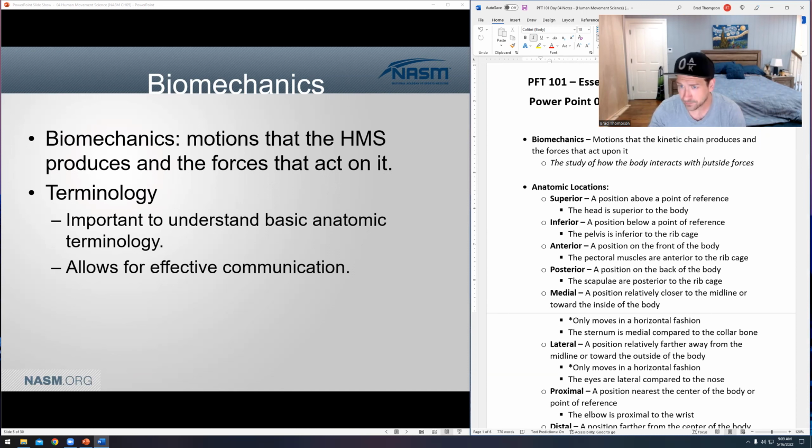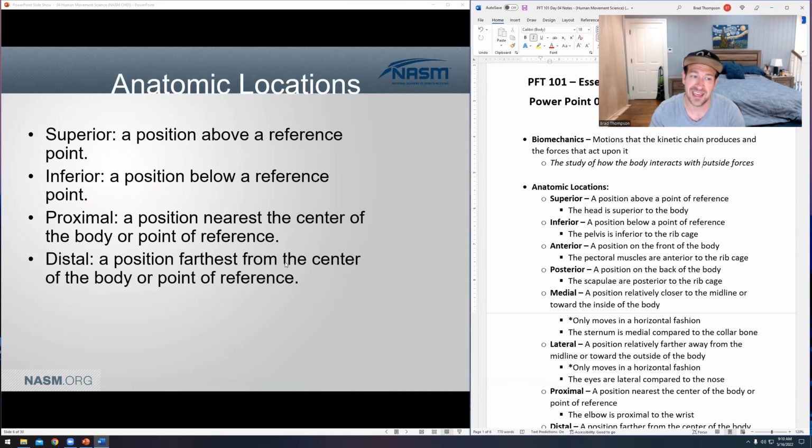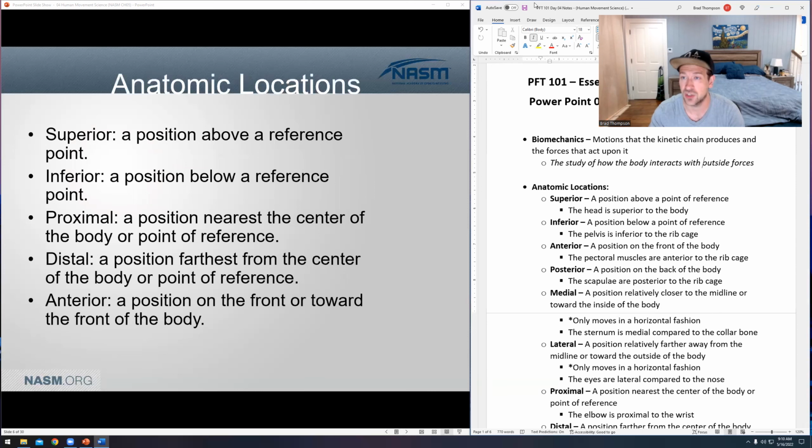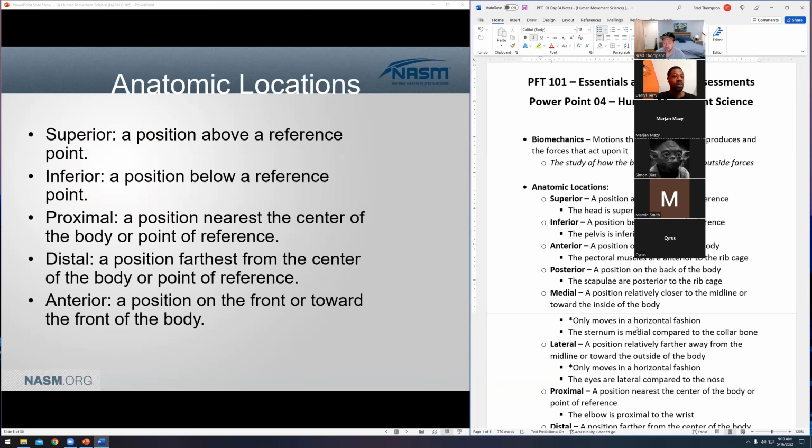So we, as fitness professionals, need to be able to communicate together to understand what the proper movement patterns are, in order to understand how to fix them, right? We need to have a very specific language that we can all speak, that takes out the misinterpretation. So we're going to see a lot of terms today. For my new folks, this is going to be a very definition heavy day.